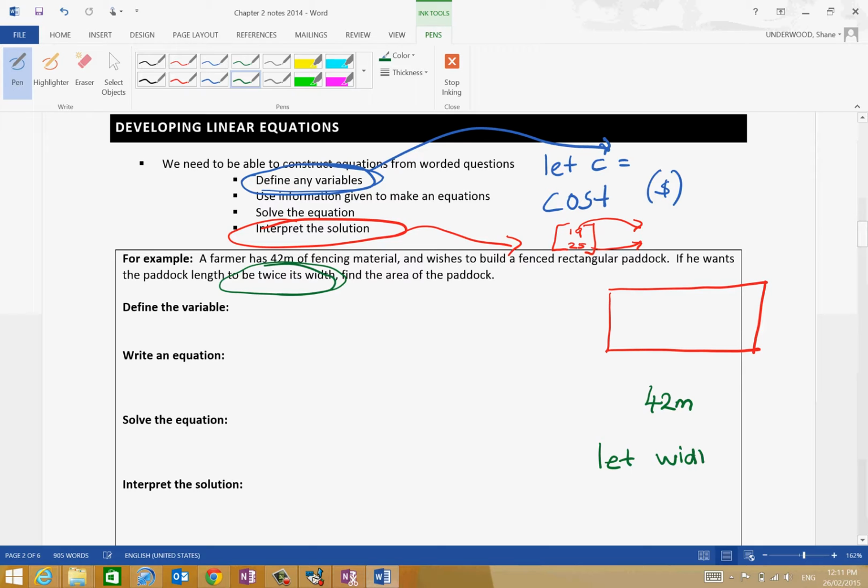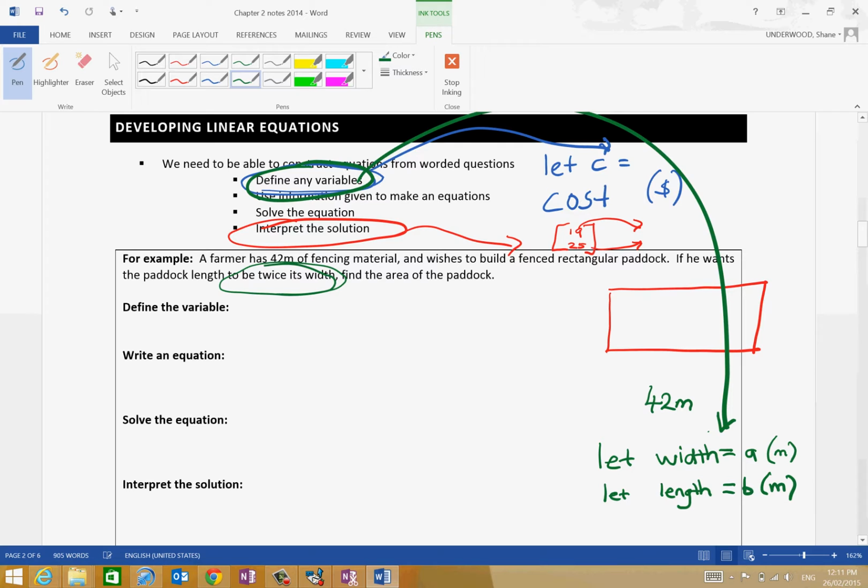Now, what we're going to do is let the width equal A. And what units is it going to be in? What units is it in, guys? Metres, thank you. Okay? I'm going to let the length... So what are we doing now? We're defining the variables. That's this step here. Now I'm going to call the length equal to B, and that's also in metres.